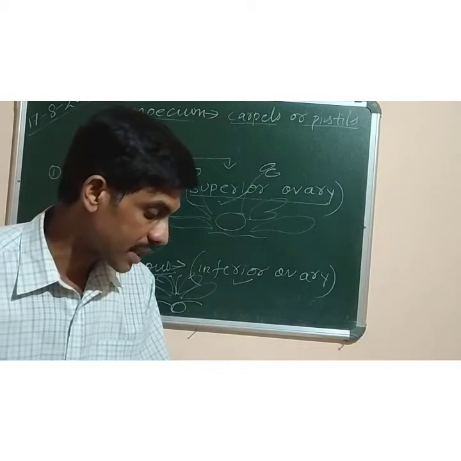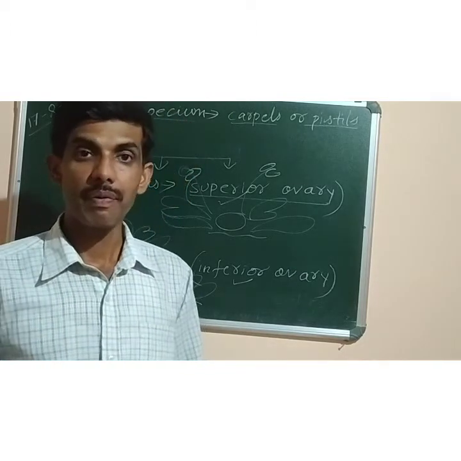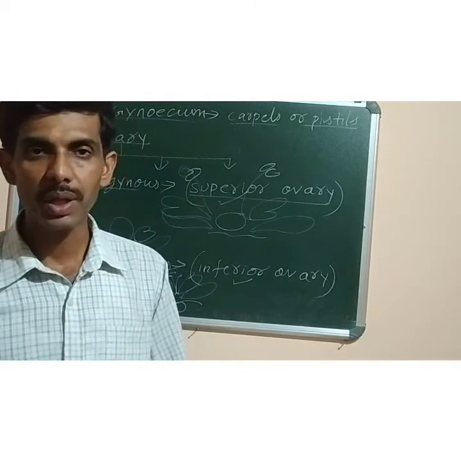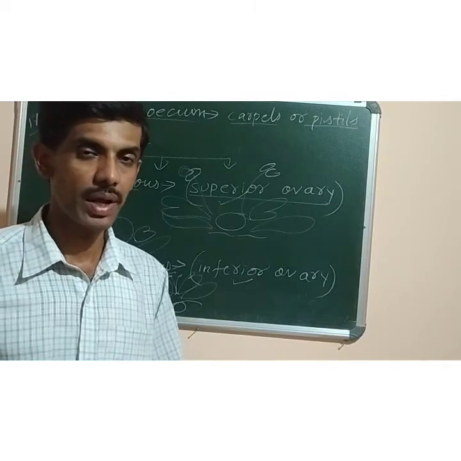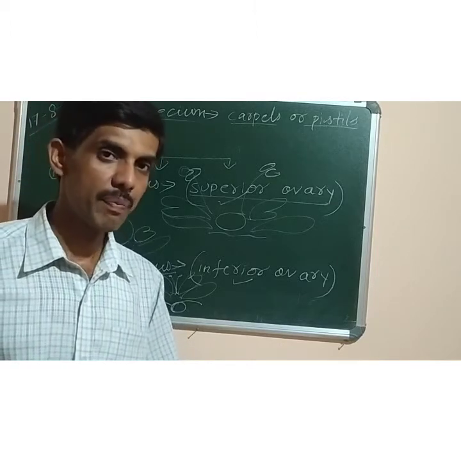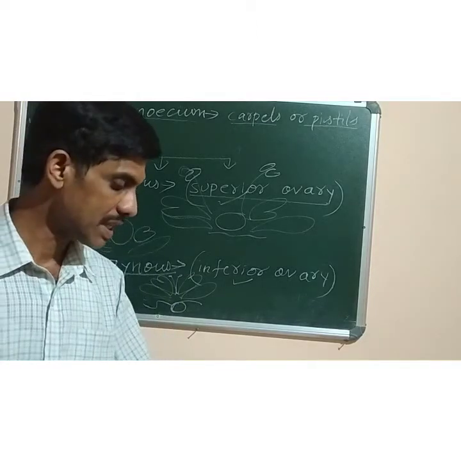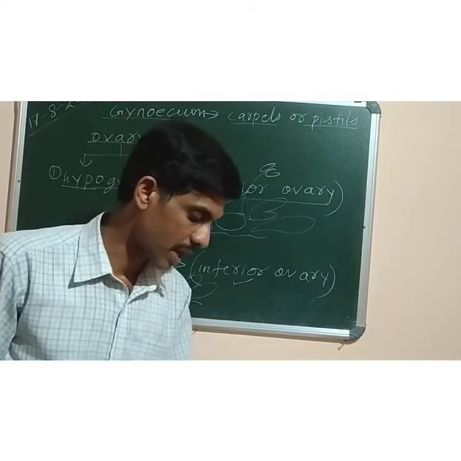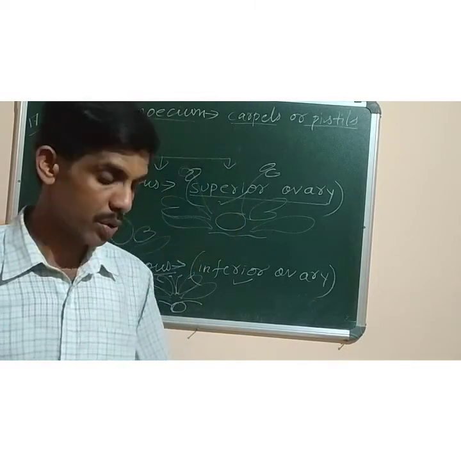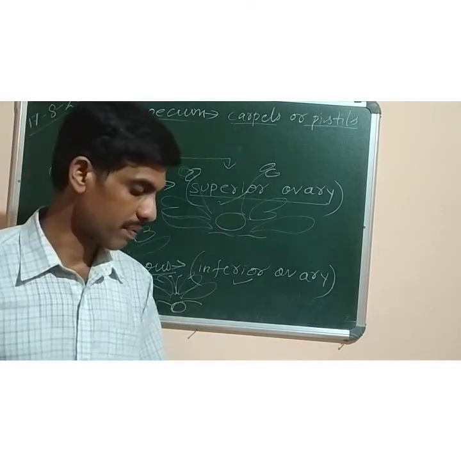And what is a bisexual or hermaphrodite flower? A flower in which both the male part, that is stamens or endometrium, and the female part, that is pistil or carpel, also known as Ganesha, are present is called a hermaphrodite flower. Like China rose, tomato, brinjal, they are bisexual flowers.